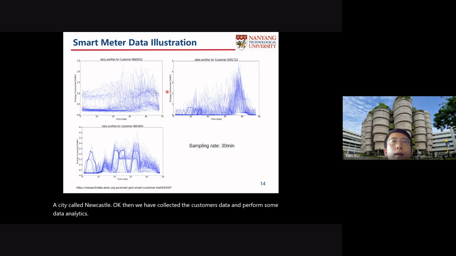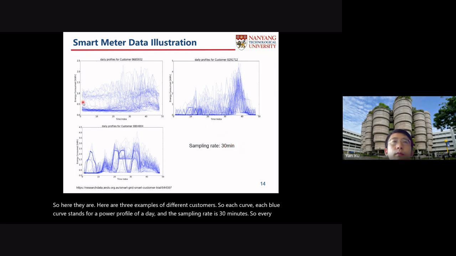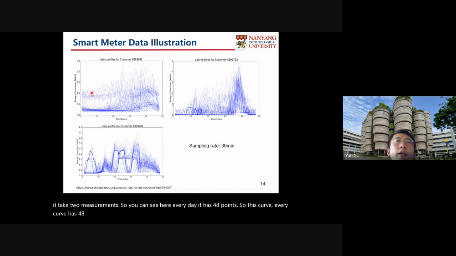So here are three examples of different customers. Each blue curve stands for the power profile of a day. And the sampling rate is 30 minutes. So every hour it takes 2 measurements. So you can see here, every day has 48 points. Every curve has 48 points. Each curve represents a day.